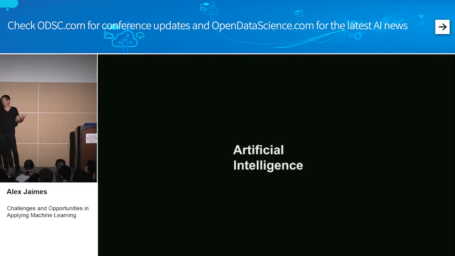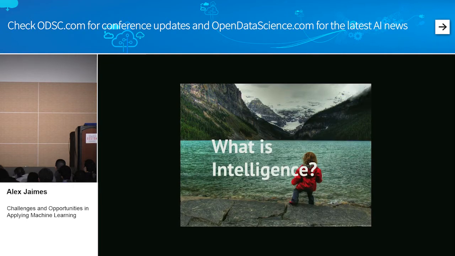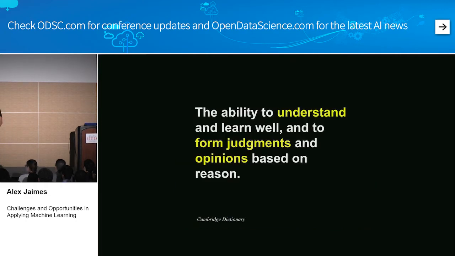We talk a lot about AI, right? But how many times do we actually stop and think about what that means? What is intelligence? So I like looking at definitions. So I looked this up, and so the question is, what is intelligence, right? If I ask all of you, people will have very different definitions and opinions on it. But here's one, based on the Cambridge Dictionary. It's the ability to understand and learn well and to form judgments and opinions based on reason.